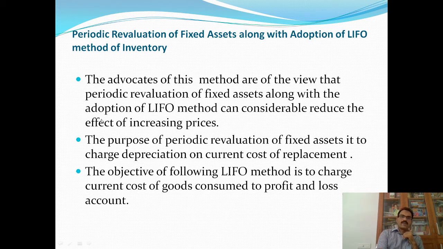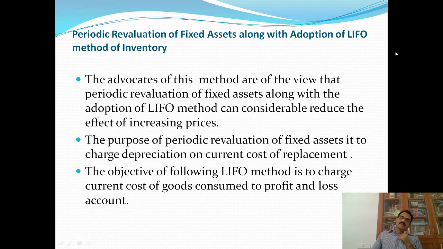Okay, the advocates of this method are of the view that periodic revaluation of fixed assets along with the adoption of LIFO method can considerably reduce the effect of increase in prices. So we can reduce the effect of the increase in prices by adopting this particular method continuously or periodically. We are revaluing fixed assets and we are adopting LIFO method for valuing inventory.